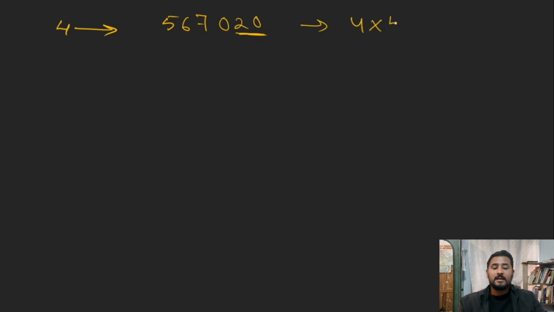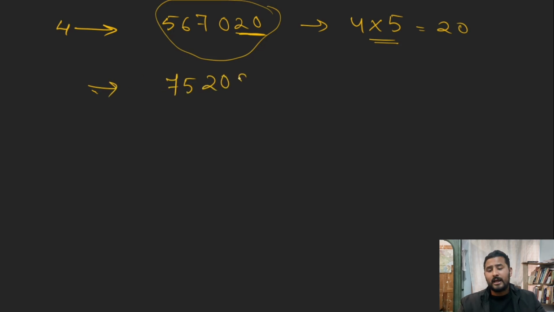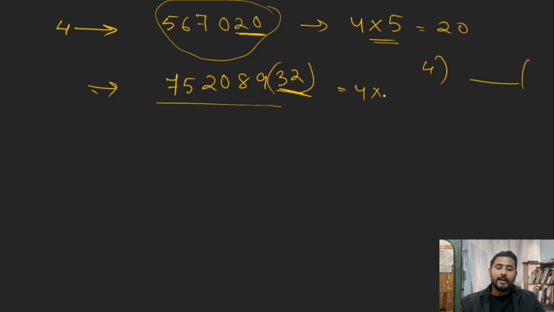I can see in this one, 20 is a multiple of 4. 4 into 5 is 20, which means this whole thing is divisible by 4. Say one more example. If you have 75208932, if you go on dividing like this, it will take much time. So what we'll do, we'll see the last two digits of this one. Is it 32? 32 is a multiple of 4. Yes, 4 into 8 is 32. That means this whole number is divisible by 4.